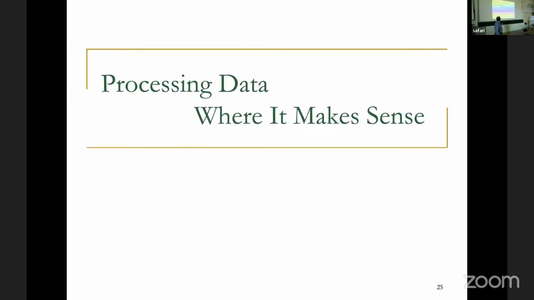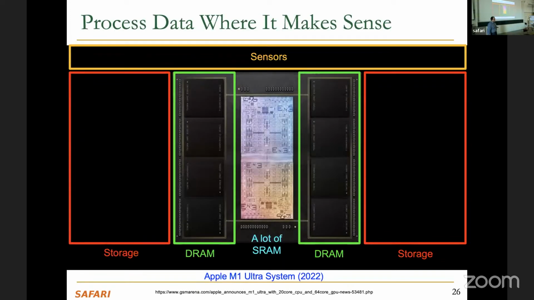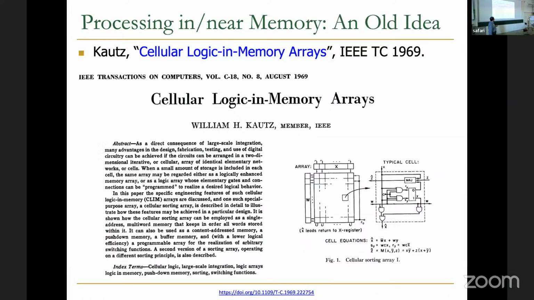So this is all about processing data where it makes sense. Sometimes it actually makes sense to do it inside the main memory. Sometimes it makes sense to do the computation inside the storage. Sometimes you really need to do it in the GPU or CPU. So it's about a combination of all these computation capabilities that we have in today's systems. So basically, just some more reminders that we have a lot of memory, SRAMs, and storage in today's systems, and why aren't we using them for computation?